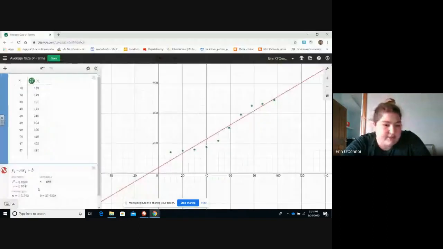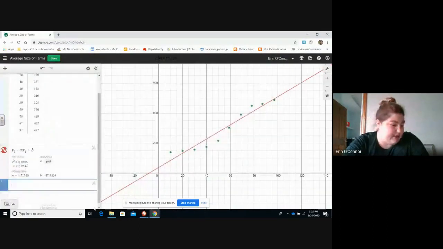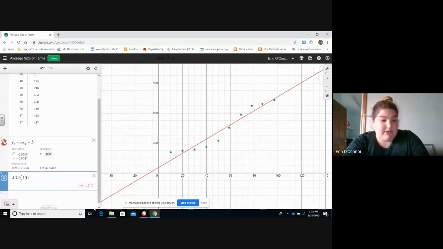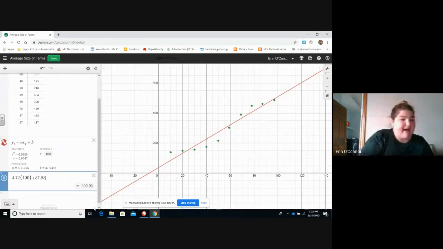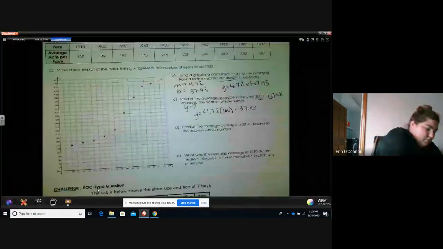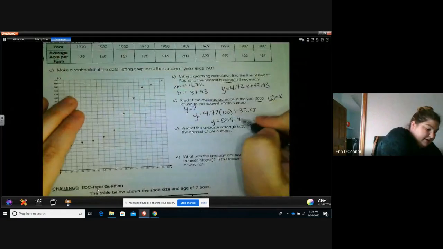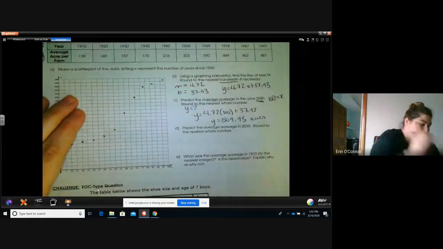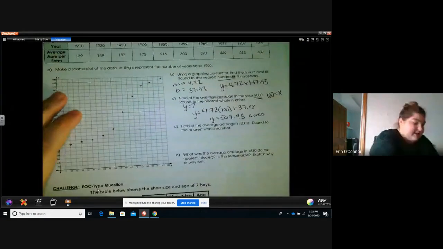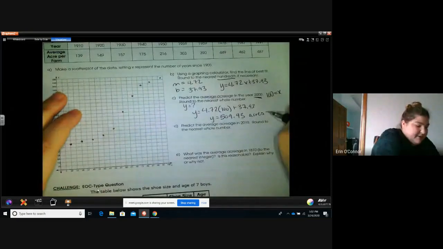Let's put this in Desmos. Scrolling down, adding on. 4.72 times 100 plus 37.93, and I get 509.93. So Y would be 509.93 acres. And it says round to the nearest whole number, so that would be 510 acres.